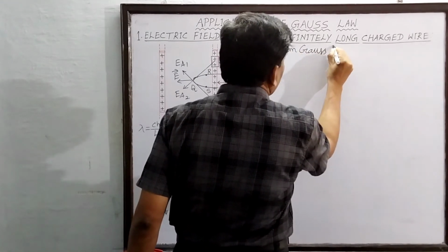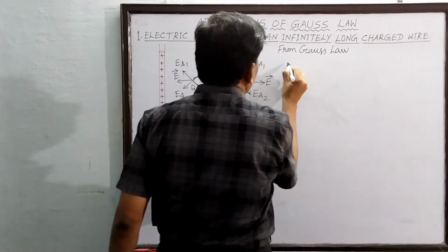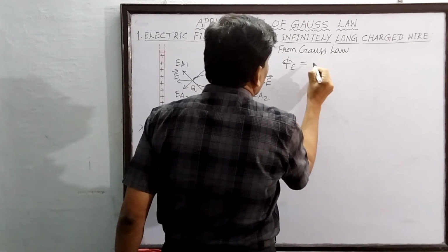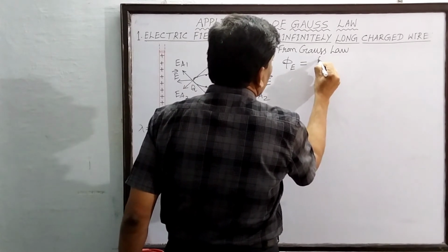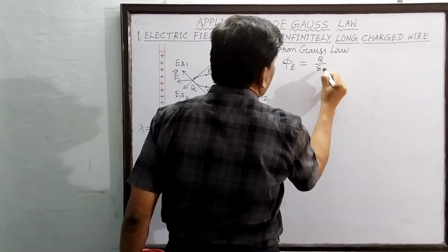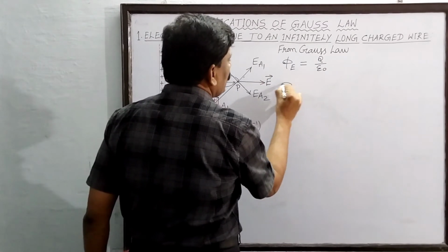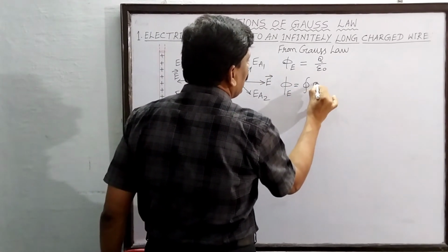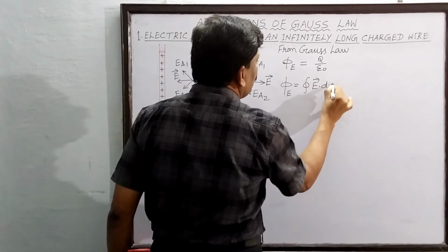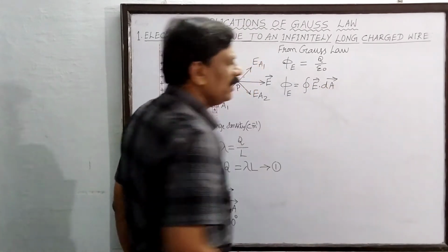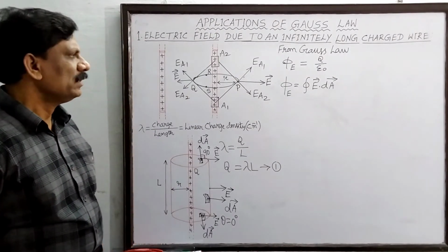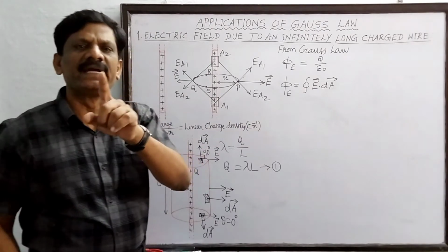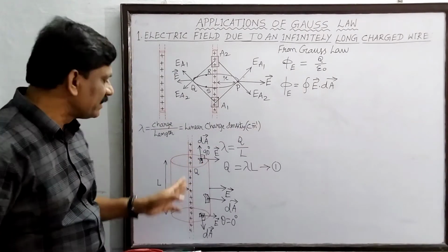The statement of Gauss law in mathematical form. Total flux phi is equal to Q by epsilon naught. Q divided by epsilon naught. So now what is the total flux here? It is a closed integral E dot dA. Now this closed integral E dot dA must be taken for how many surfaces here?